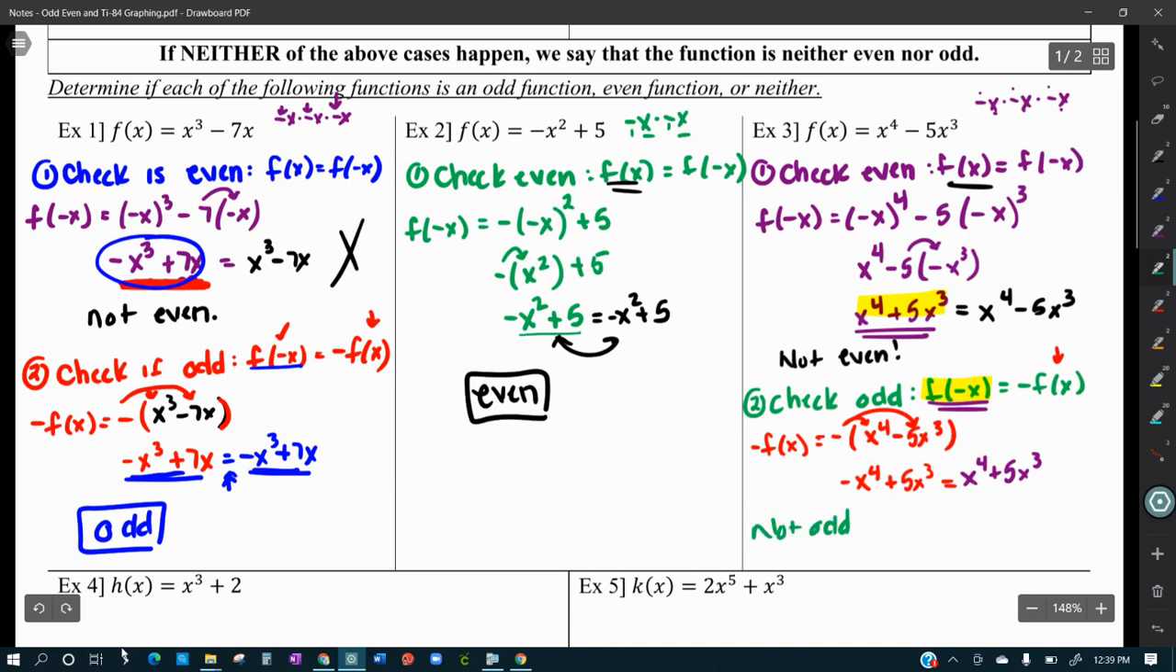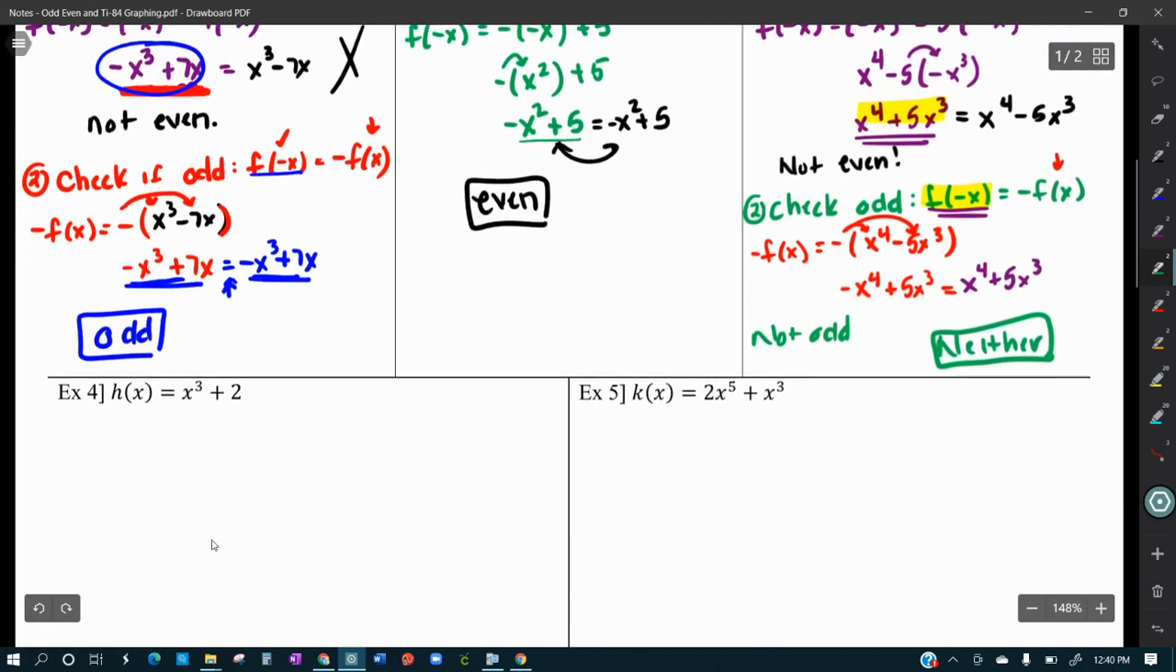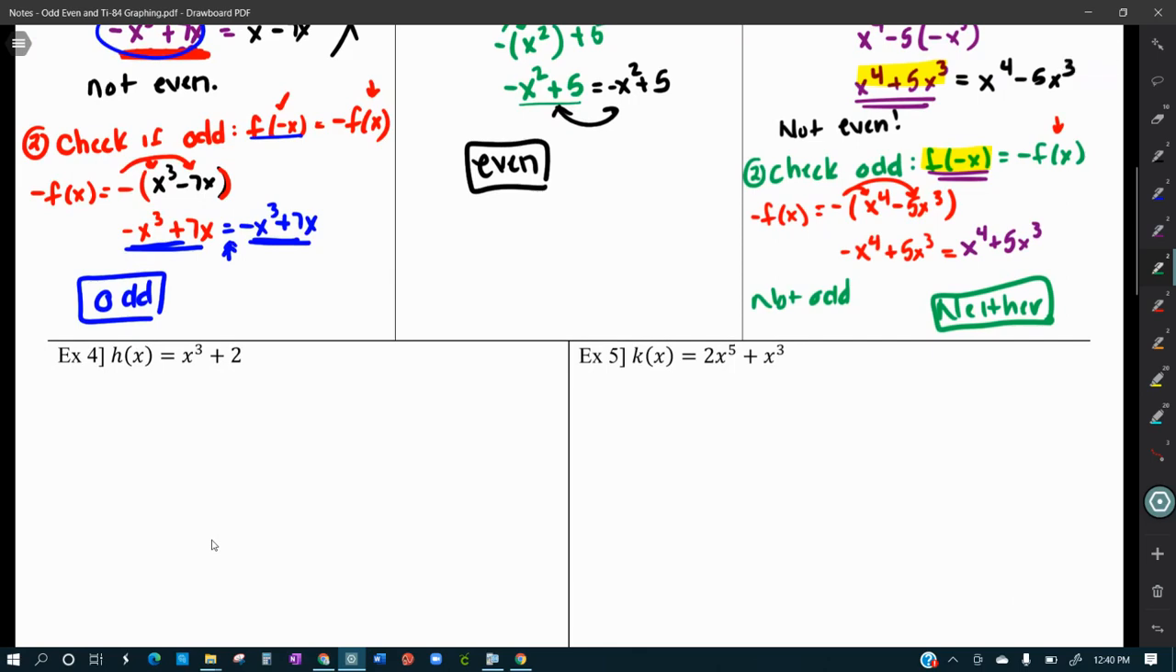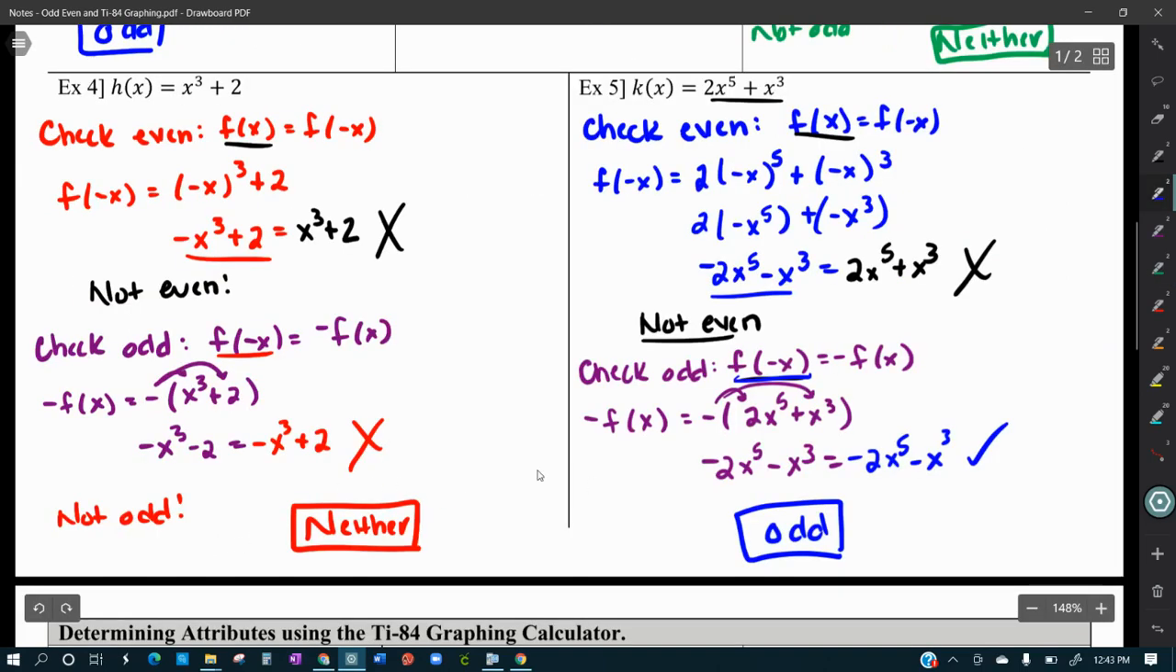Well, if it's not even and it's not odd, that means it has to be neither. So if you check the even and it turns out to be not even, you check odd, turns out to be not odd, that means it has to be neither odd or even. There's no other option. So I'd like you to pause the video and try the next two examples, 4 and 5, on your own. Here's what you should have had for examples 4 and 5.